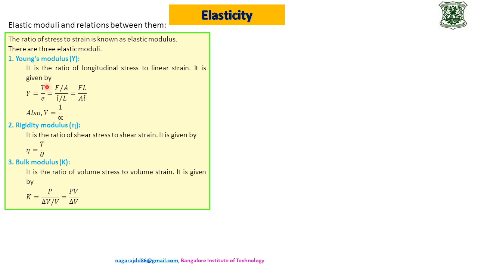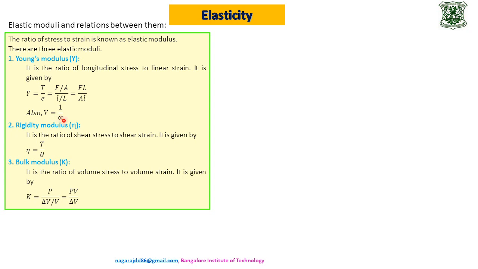T, as you know, it is F divided by A, force divided by area. E is small l divided by capital L, that is change in the length to the original length. Or finally it becomes F into capital L divided by A into small l. So Young's modulus is longitudinal stress to linear strain. Also we can show that Y, that is Young's modulus, is equal to 1 divided by alpha.